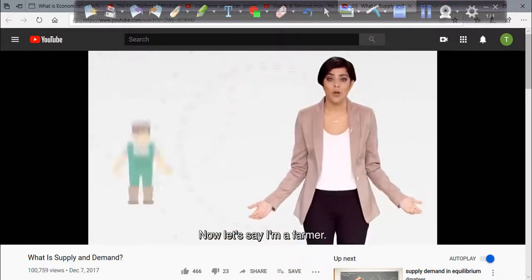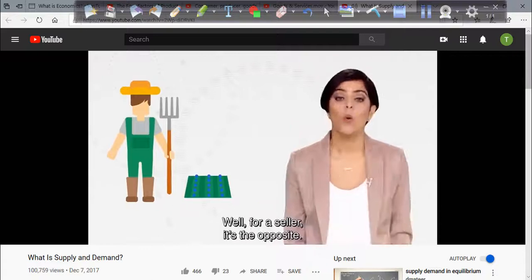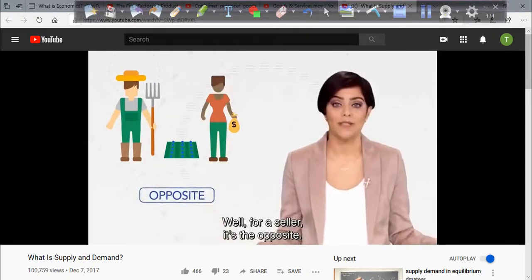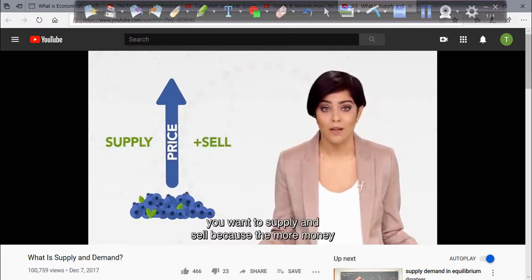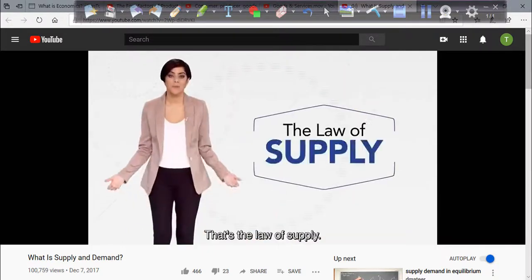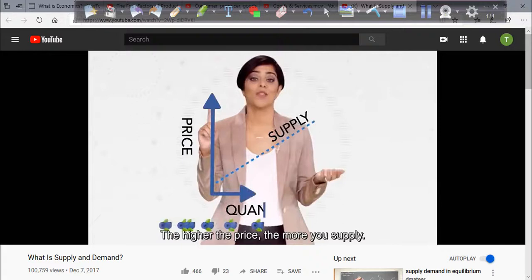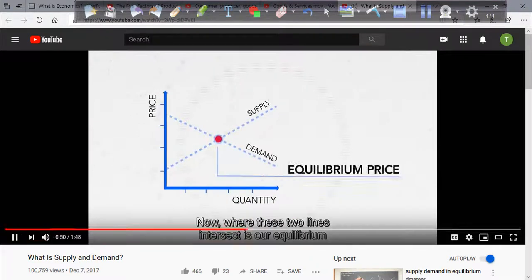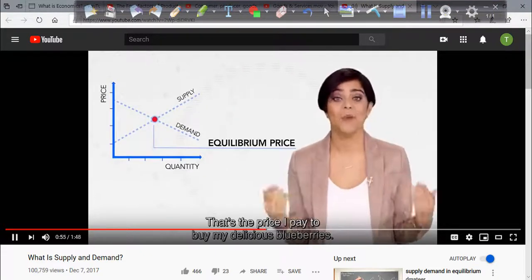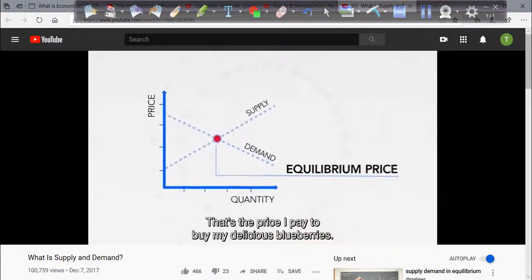Now, let's say I'm a farmer and I grow and sell blueberries. Well, for a seller, it's the opposite. The higher the price, the more blueberries you want to supply and sell, because the more money you can make. That's the law of supply. The higher the price, the more you supply. Now, where these 2 lines intersect is our equilibrium price, or market price. That's the price I pay to buy my delicious blueberries.